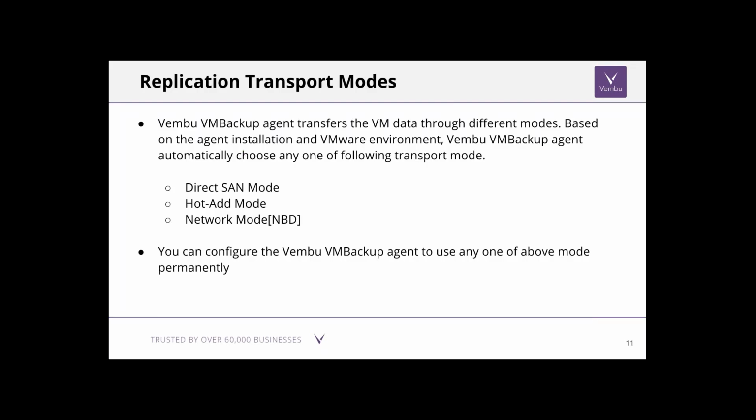So obviously Vembu VM backup is using the VADP APIs from VMware, and VMware is giving the 3 different transport modes. The one is direct SAN mode, the another one is hot add mode, the final one is network mode, which is commonly known as NBD, which is actually a LAN transfer. So Vembu VM backup will automatically detect the environment of the ESXi host and the Vembu VM backup agent, and it will just switch over to the transport mode which is very apt for the environment. So the user doesn't have any work to choose the transport modes.